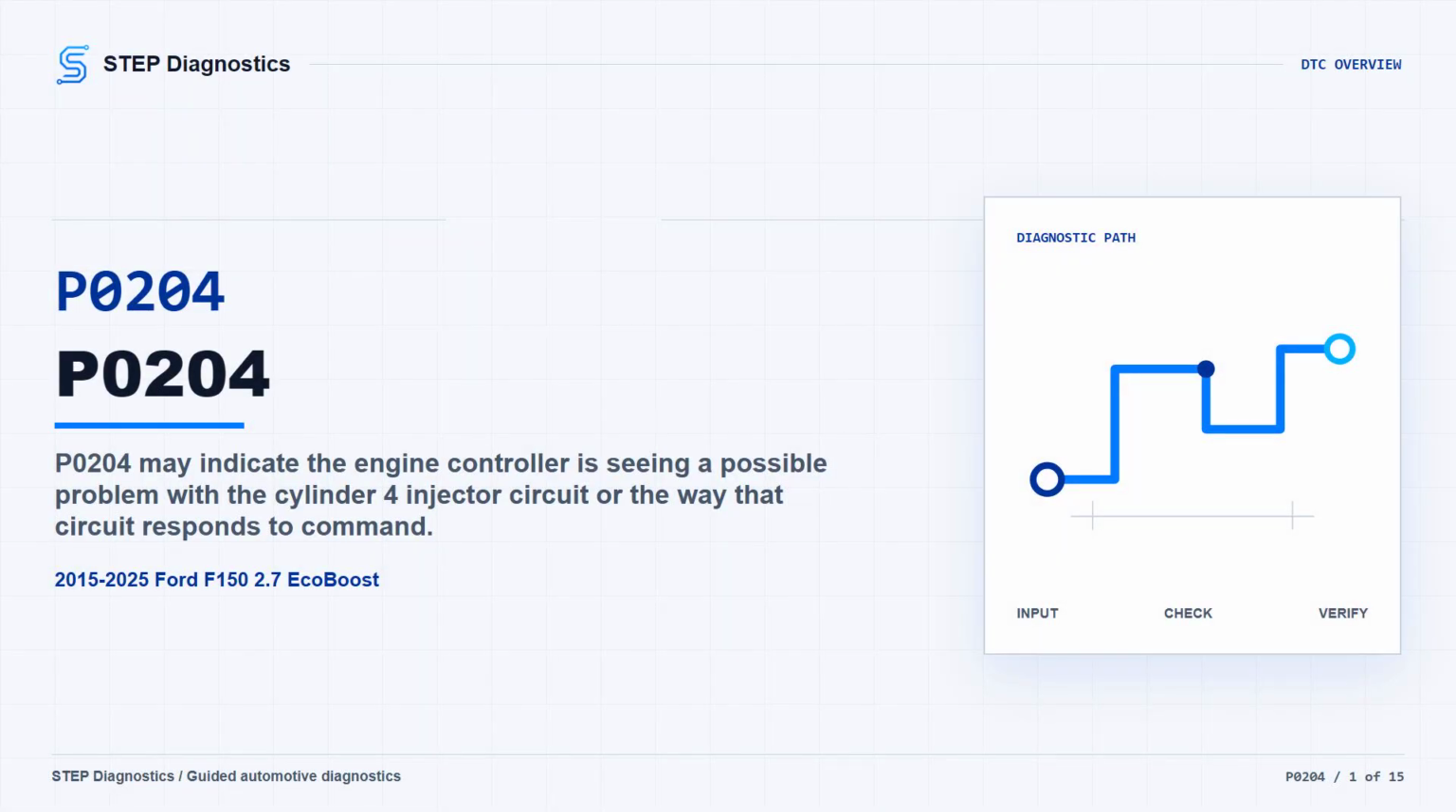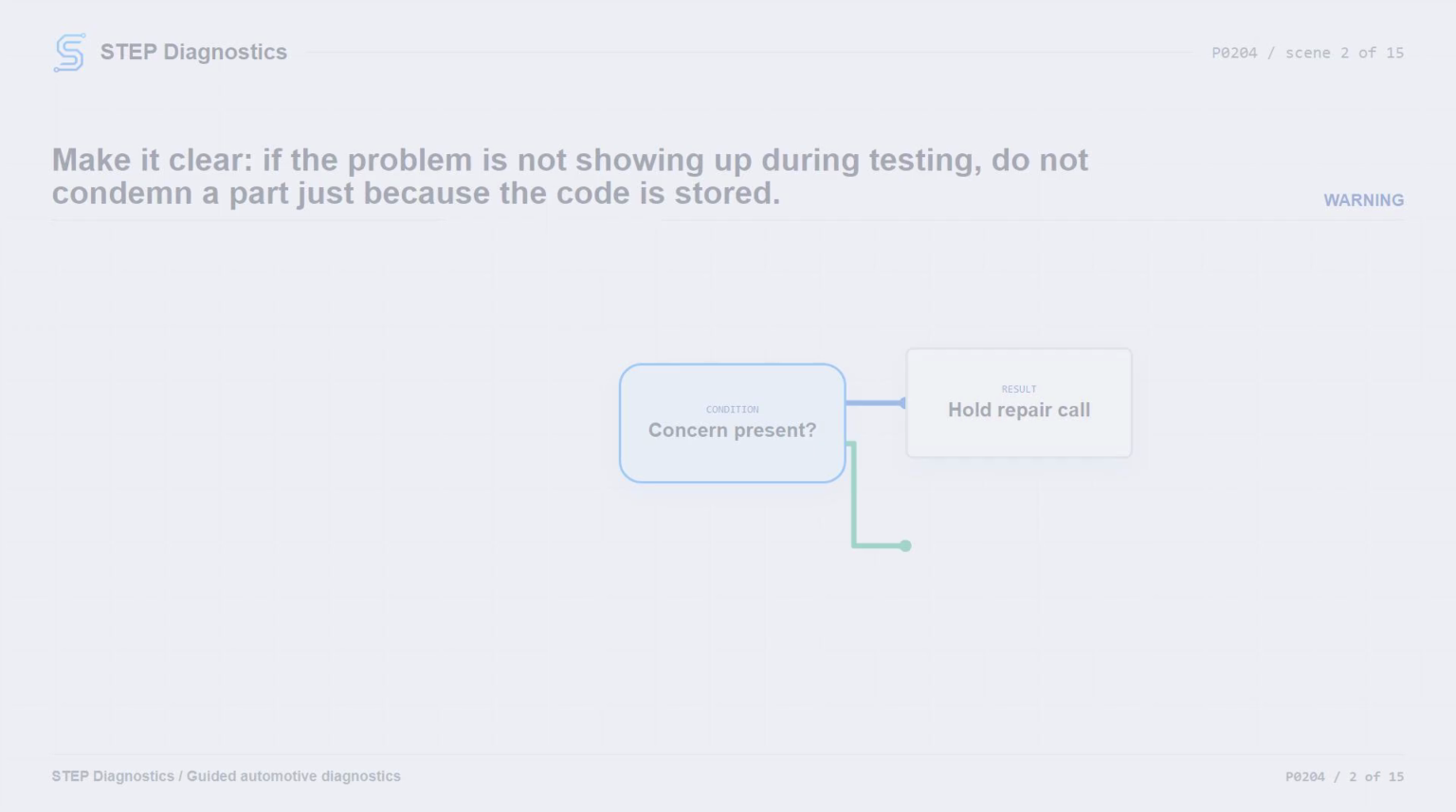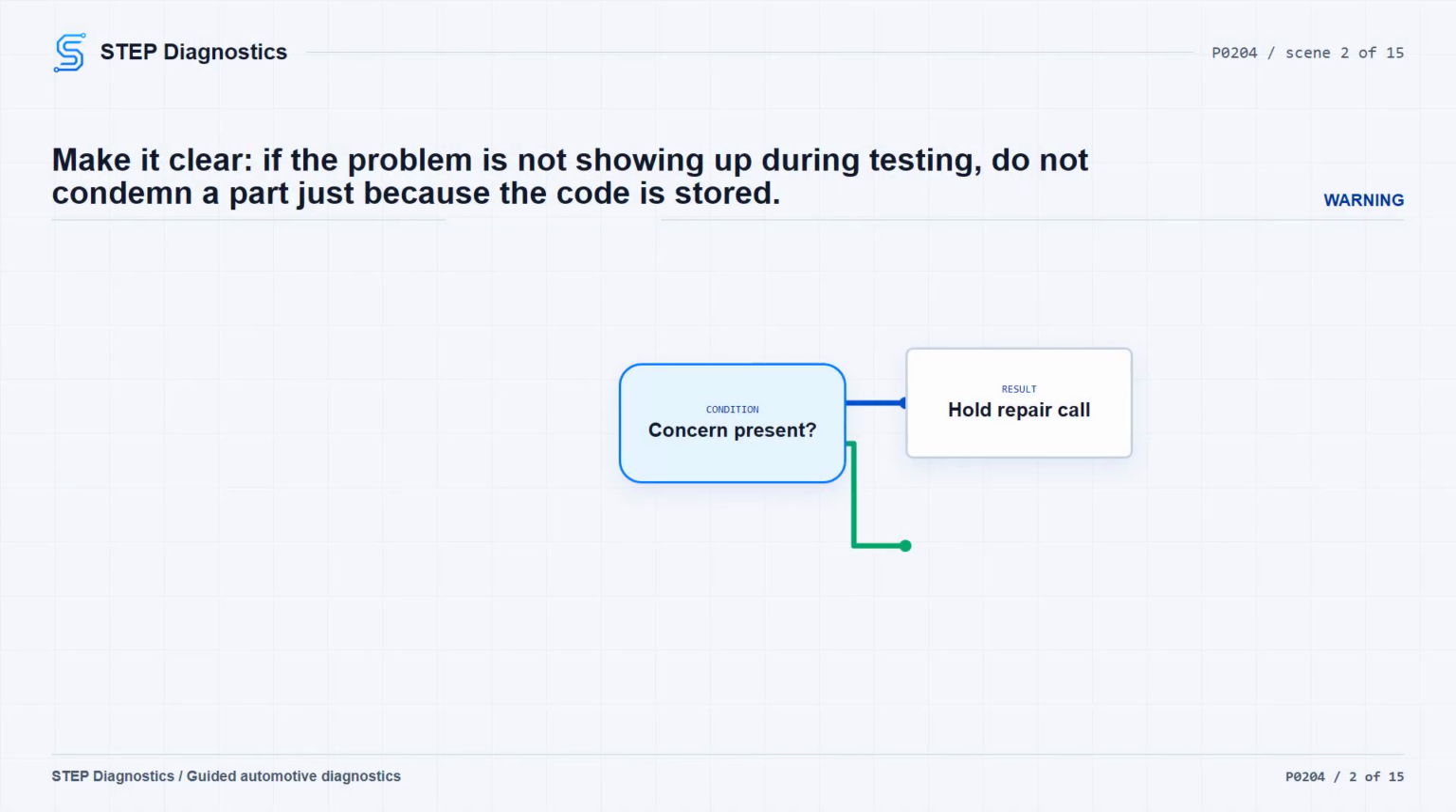P0204 may point to a problem in the cylinder 4 injector control circuit on a 2015 to 2025 F150 with the 2.7 EcoBoost. That can show up as rough running, a misfire feel, poor power, a hard start, or a check engine light. The broad fault areas may include injector circuit wiring, connector or terminal issues, power feed problems, control side problems, or a command versus response issue.